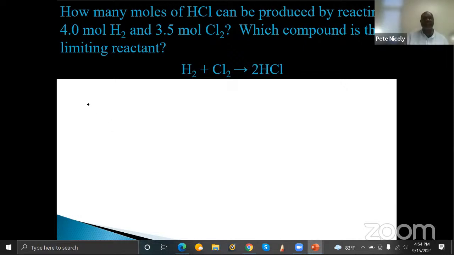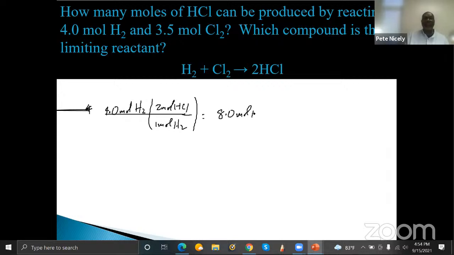So this is what I would do. I would start with 4.0 moles of H2. Based on the 4.0 moles of H2, I would determine how many moles of HCl will be produced. There's a 1 to 2 mole ratio between the two, so I'm going to put 2 moles of HCl up here as a numerator and 1 mole of H2 down here as a denominator. That will give me 8.0 moles of HCl.